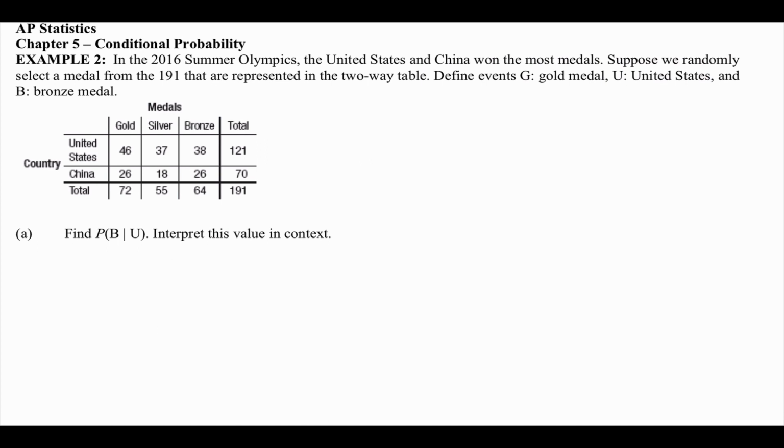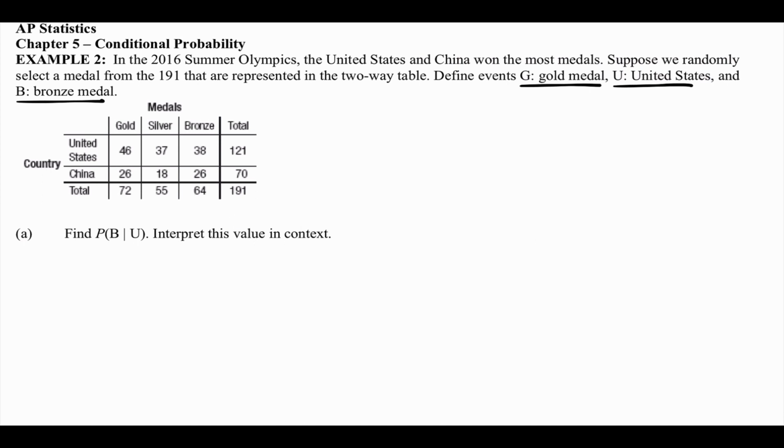They give us this table. This one they gave. Later on, they won't give us the table. It's already done. Metals: gold, silver, bronze. Country: United States, China. In the 2016 Summer Olympics, the United States and China won the most medals. Suppose we randomly select a medal from the 191 that are represented in the table. Event G is going to be a gold medal, the probability of a gold medal. Event U is going to be United States, the probability of picking a medal from the United States. And event B is going to be bronze, the probability of a bronze medal.